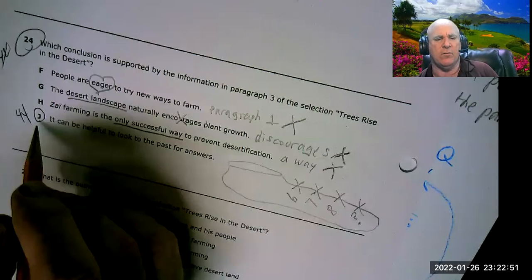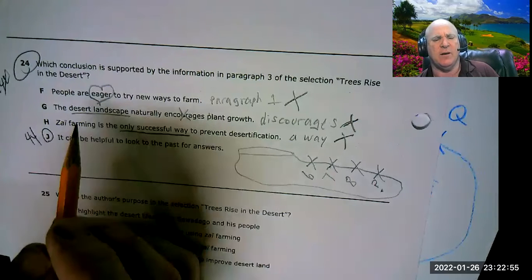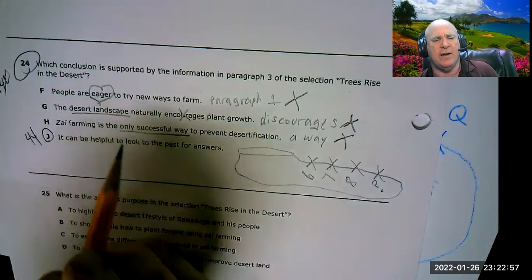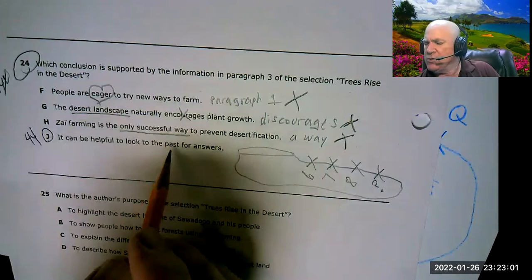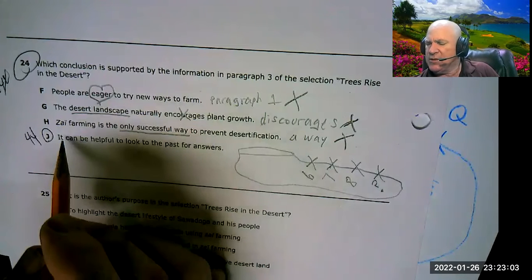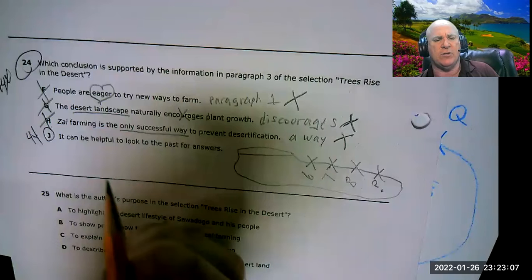56% of the kids who got it wrong didn't realize that all they had to do was look at those last couple of sentences. In the past, this is the way they did it. So this is probably the way it's going to work now. So we would eliminate letters F, G, and H. And some kids never made it to J.